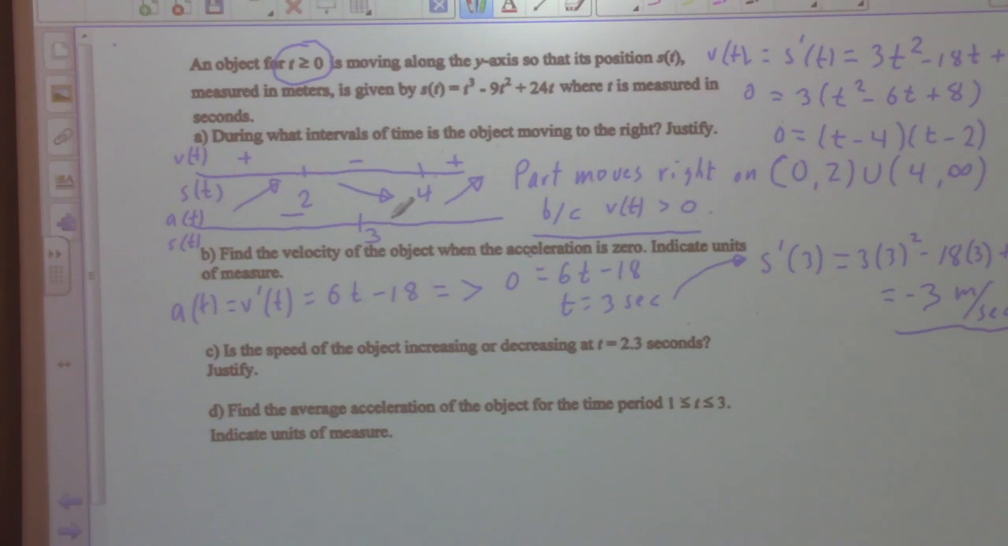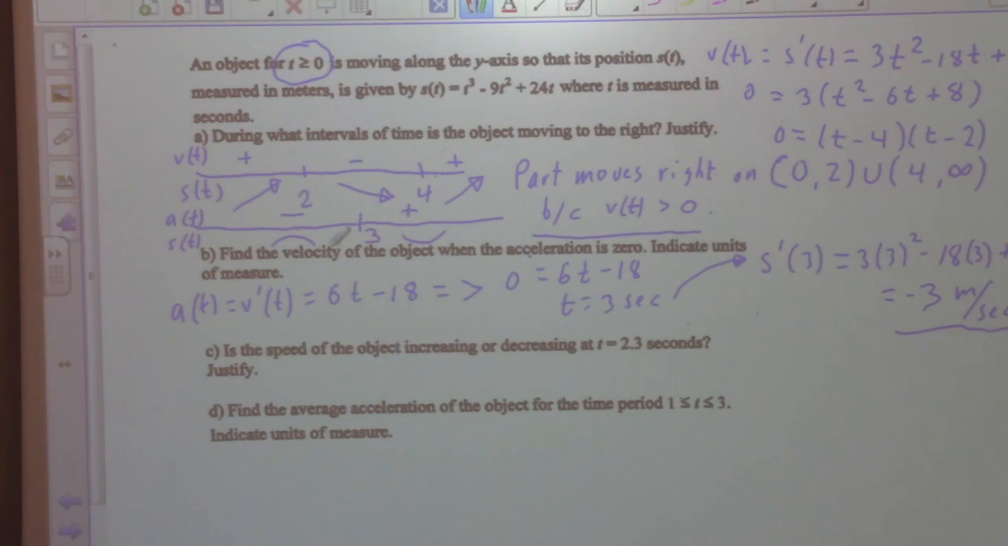And what about greater than 3? Positive. The function is concave down when acceleration is negative, and concave up when positive. So that brings in concavity, a pre-introduction to what we're going to be doing next. Then we ask: is the speed of the object increasing or decreasing at t equals 2.3 seconds?